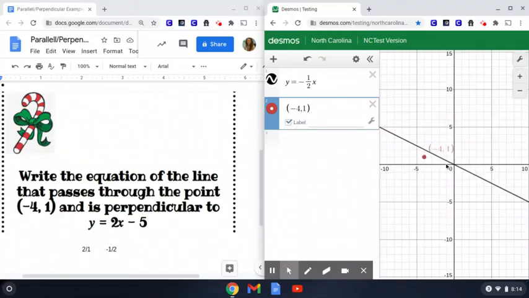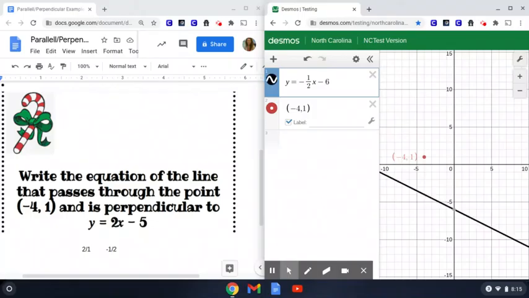And so our line right now is above the point, so we need our line to go down. So we're going to have a negative y-intercept. So we can do -6. Well, that was too much. -3. And so you just pretty much continue to guess and check until your line passes through. So your y-intercept would be -1. So the equation for your answer would be y equals -1/2 x minus 1.